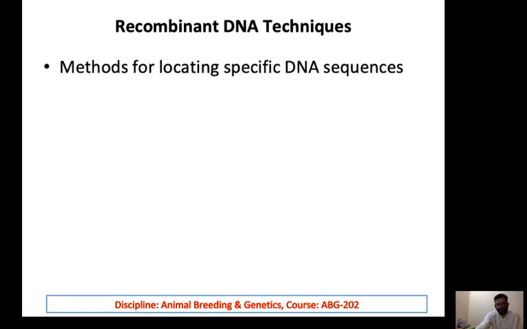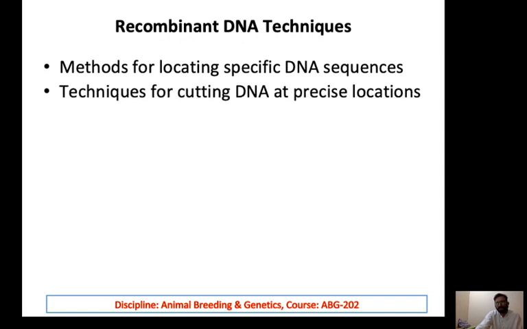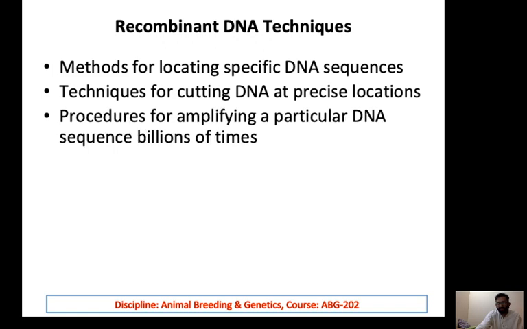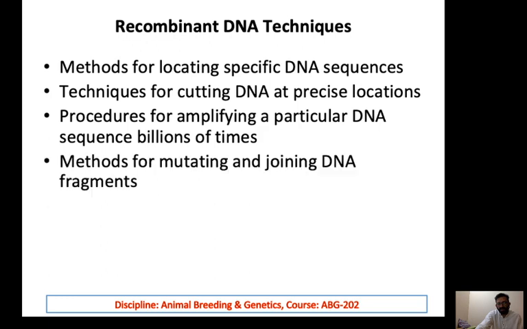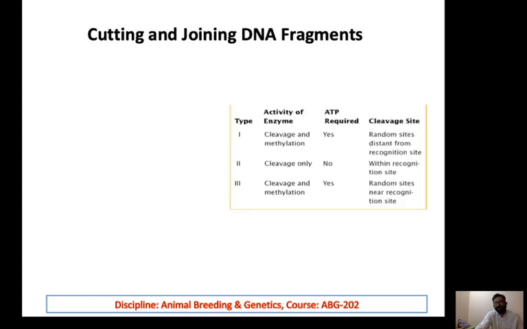Now, the location of the specific DNA sequences uses the help of cutting DNA at precise locations, and then the amplification of the specific sequences, and it could be billions of times, to have the whole genome sequence. Then finally the alteration through mutation, then joining the fragments, and then transferring them to the cells. All these are protocols and procedures for recombinant DNA technology.